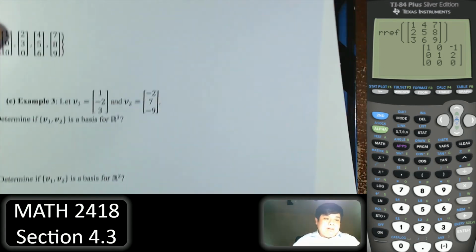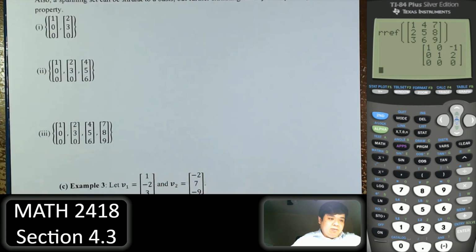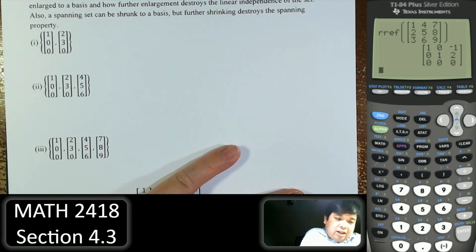Right. Now this example. The following three sets in R3 show how a linearly independent set can be enlarged to a basis, and how further enlargement destroys linear independence of a set. Also, a spanning set can be shrunk to a basis, but further shrinking destroys the spanning property.